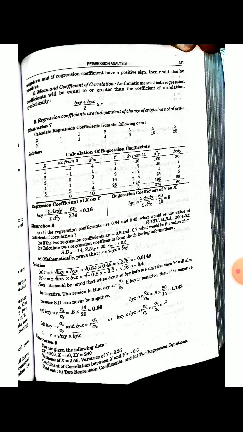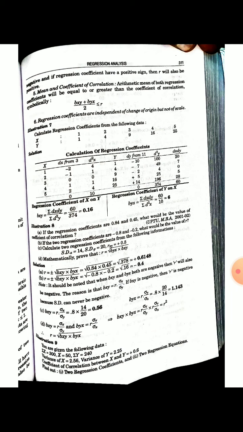Minus 2, minus 1, 0, 1, 2. Similarly, now we will write a special column which is the square of deviations from 3, d square x: 4, 1, 0, 1, 4. For y, we will write the values of y in the first column. In the second column of y, we will write deviations from 11. We will write 11 because 11 is the mean, which is calculated by adding all the values of y divided by the number of frequencies. Here the number of frequencies is 5, since we have 5 values 1, 4, 9, 16, 25.